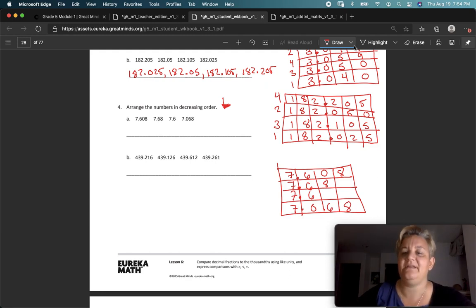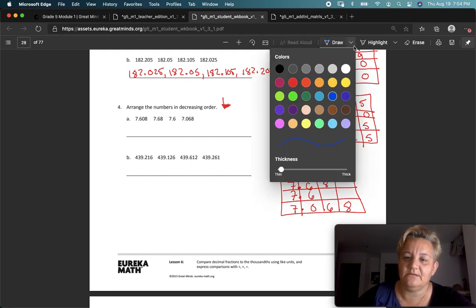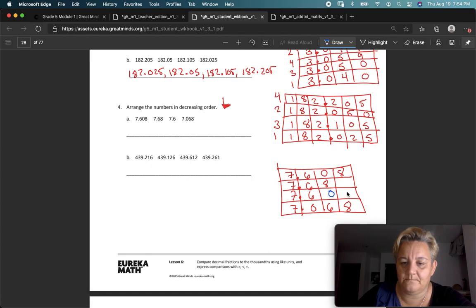Okay, now that I've done that, I'm going to draw the zeros in. And now compare. So, what's the largest number here? Well, 7 and 6 is the largest. 6 is bigger than 0. And then I'm going to go to the hundredths. What's biggest there? Well, that's 8. Okay? So that's the biggest number there, 7 and 68 hundredths.